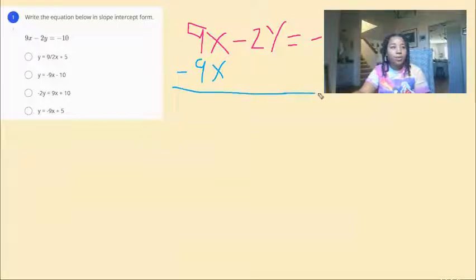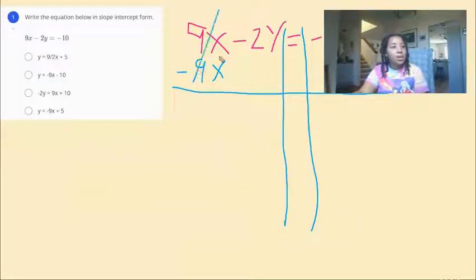I'm going to draw a line. I have my railroad tracks. This cancels out, and I'm left with negative 2y equals negative 10 minus 9x. Now I got to get the y by itself. So I'm going to divide negative 2 from both sides, but I got to do it to each term on the right.